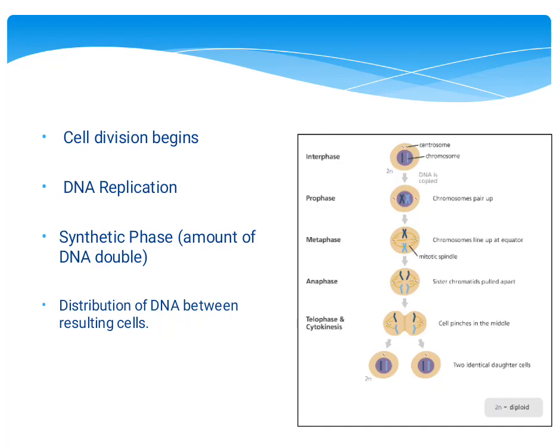Major events in mitosis. Cell division begins, DNA replication occurs, during synthetic phase the amount of DNA doubles, and then there is distribution of DNA between the resulting cells.